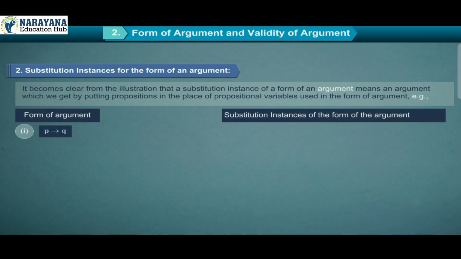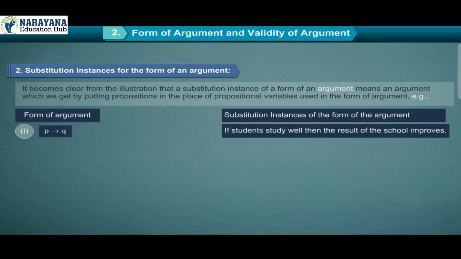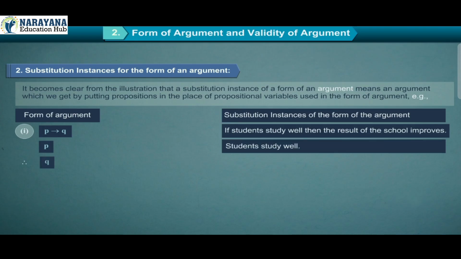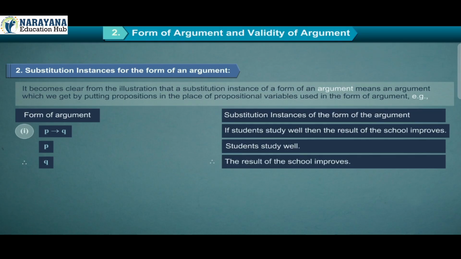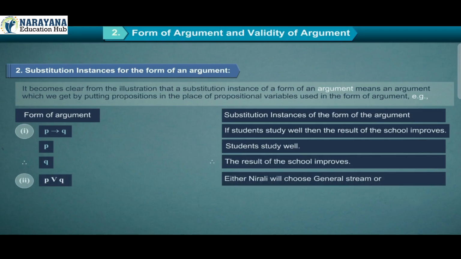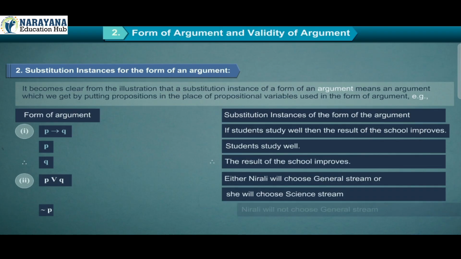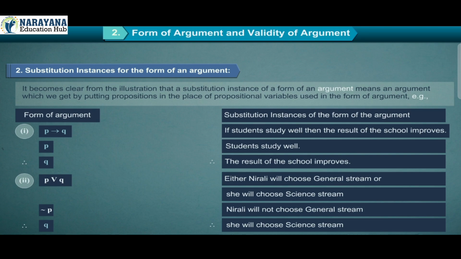1. If P, then Q. If students study well, then the result of the school improves. P. Students study well. Therefore Q. Therefore, the result of the school improves. 2. Either P or Q. Either Nirali will choose general stream or she will choose science stream. Not P. Nirali will not choose general stream. Therefore Q. Therefore, she will choose science stream.